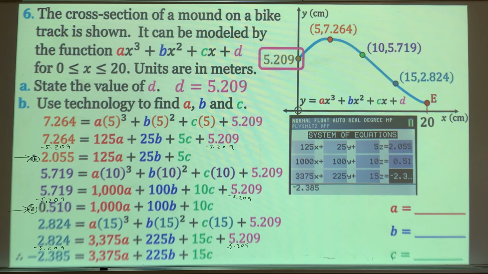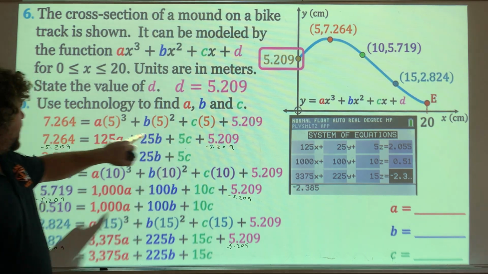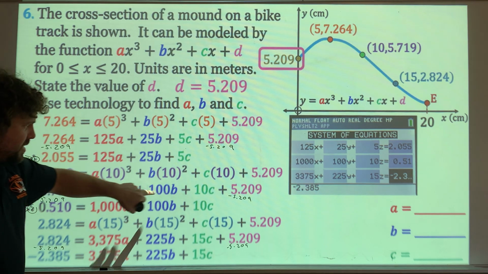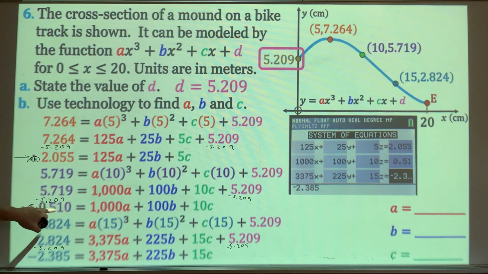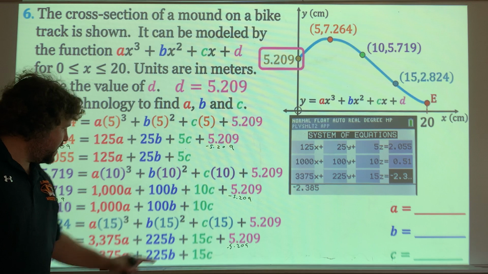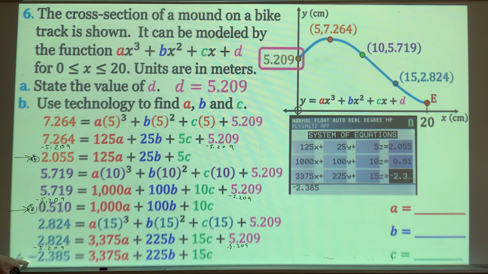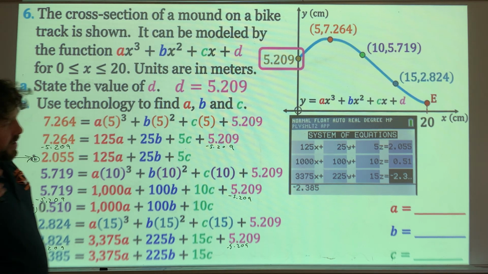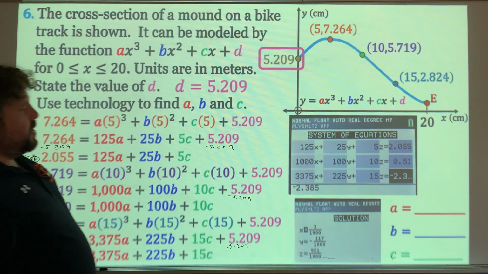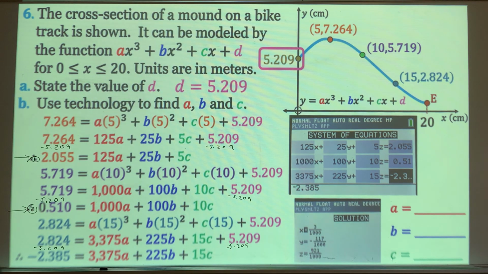Type it all in your calculator. 125, 25, 5, and 2.055. 1,000, 100, 10, and 0.51. 3,375, 225, 15, and negative, not minus, the negative sign, which is the bottom right-hand side, 2.385. Even though you don't see it there, you can put it in there. You're going to solve, and you get a solution that looks like this.